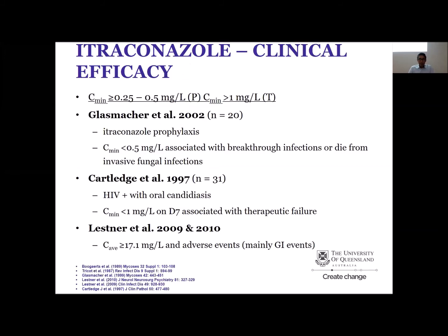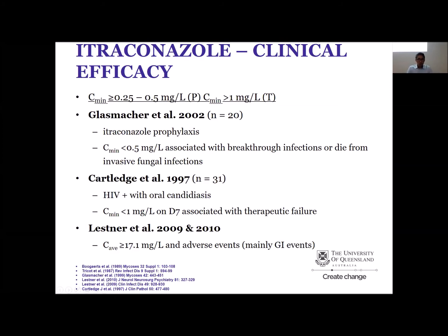For clinical efficacy, we identified these two values. For prophylaxis, Cmin between 0.25 to 0.5, and for treatment, Cmin of more than 1 milligram per liter. We have a few studies supporting this target. For example, in this study, Baha, in patients receiving itraconazole prophylaxis, they reported that a Cmin value of less than 0.5 was associated with patients having breakthrough infections or dying from invasive fungal infections.